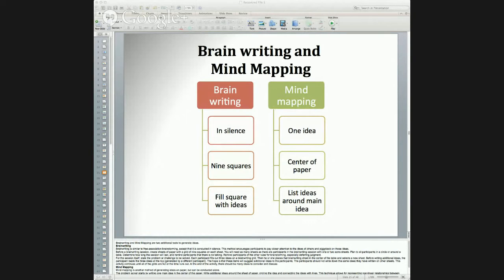Mind mapping. Mind mapping is another method of generating ideas on paper, but can be conducted alone. The problem solver starts by writing one main idea in the center of the paper. Write additional ideas around the sheet of paper, circling the idea and connecting the ideas with lines. This technique allows for representing nonlinear relations between ideas.